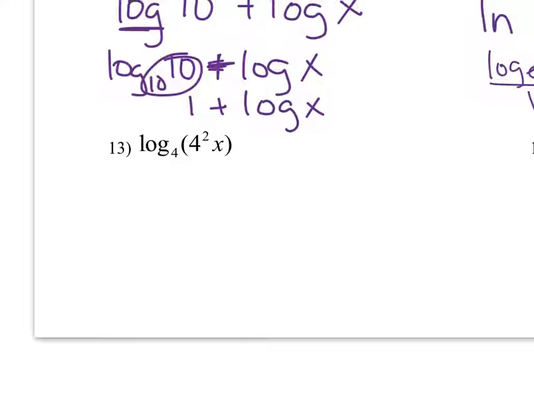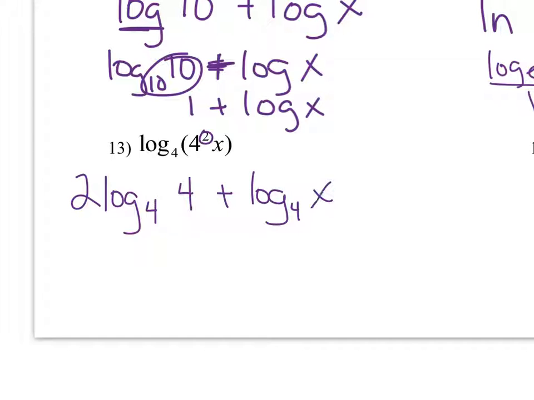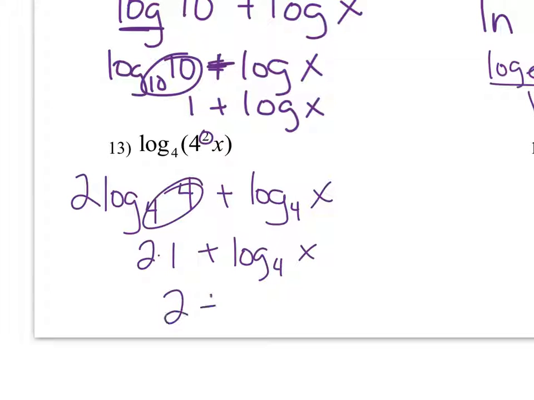This one over here, we'll just bang these out. This is log base 4. This has a squared. And then they're multiplying, so we add. And the x just gets a variable by itself. Log base 4, these match, so that's 1. So it's 2 times 1 plus the log base 4 of x. So it's 2 plus the log base 4 of x.